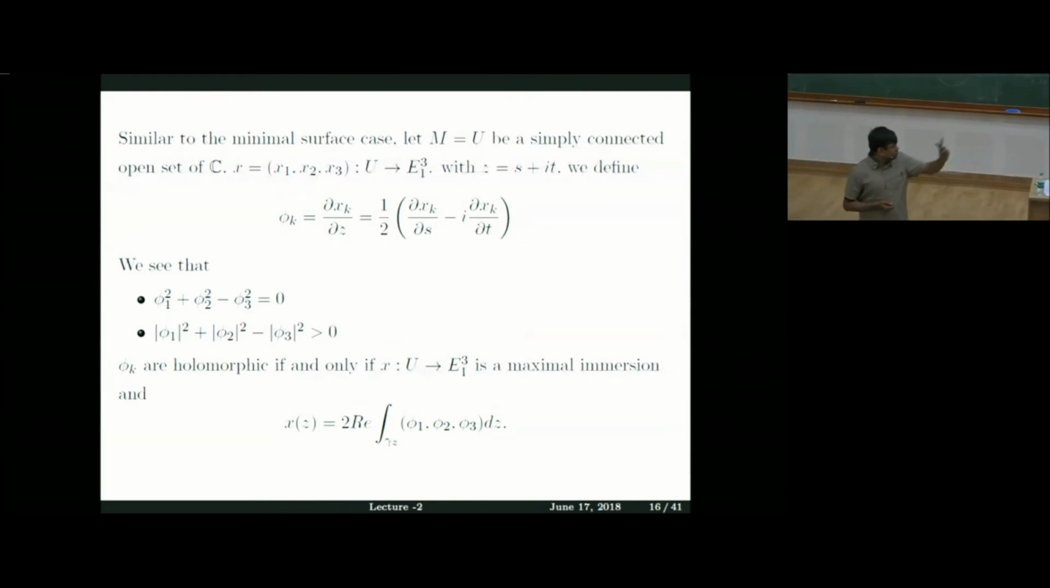Do this at least once to prove that if you start from a minimal or maximal immersion, how do you get x_z, and then prove that del x_k over del s minus i del x_k over del t is basically phi_k. Do this thing at least once to see.